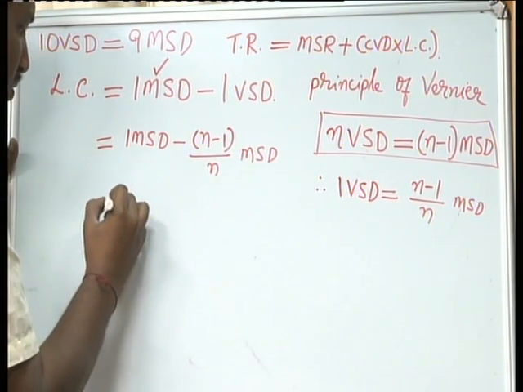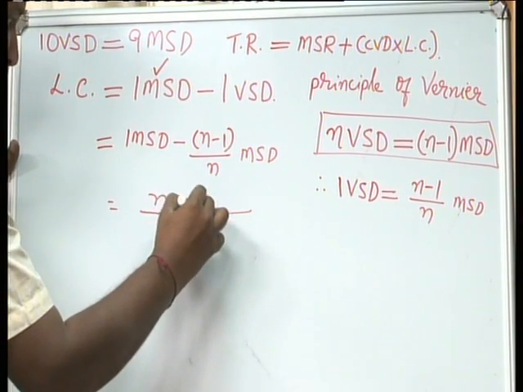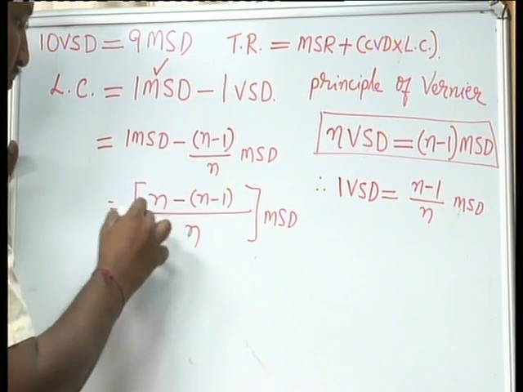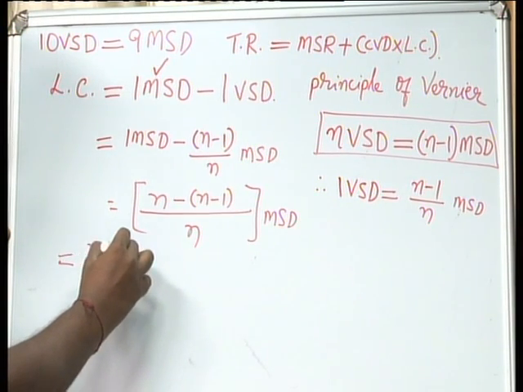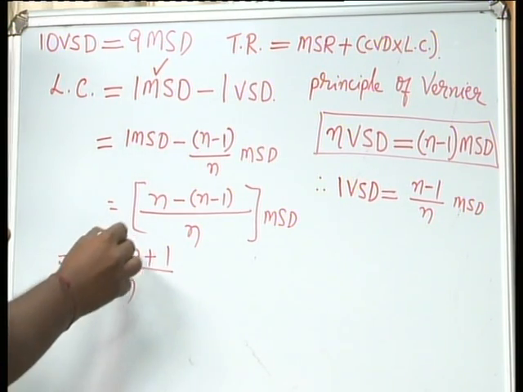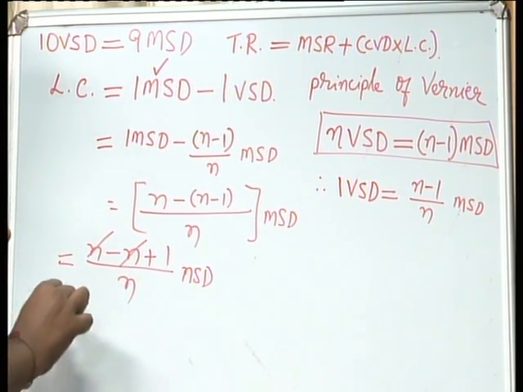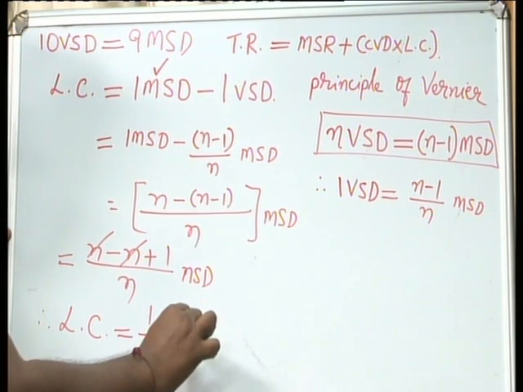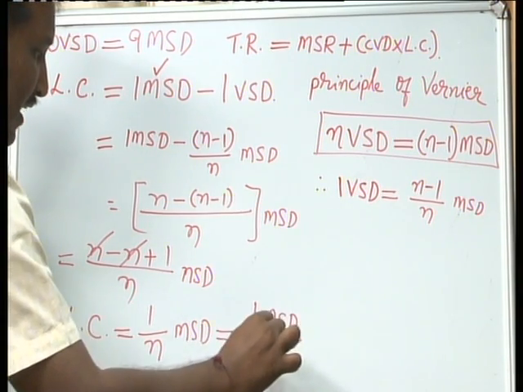Now, take N as the LCM: N into 1 is N, minus N minus 1. Put MSD as a common factor outside the bracket. This is equal to N minus N minus 1, minus of minus is plus 1, divided by N. Minus N gets cancelled with the plus N, so what is left is 1 MSD. Therefore, LC, least count, is equal to 1 by N MSD. More conveniently, you can say 1 MSD divided by N.